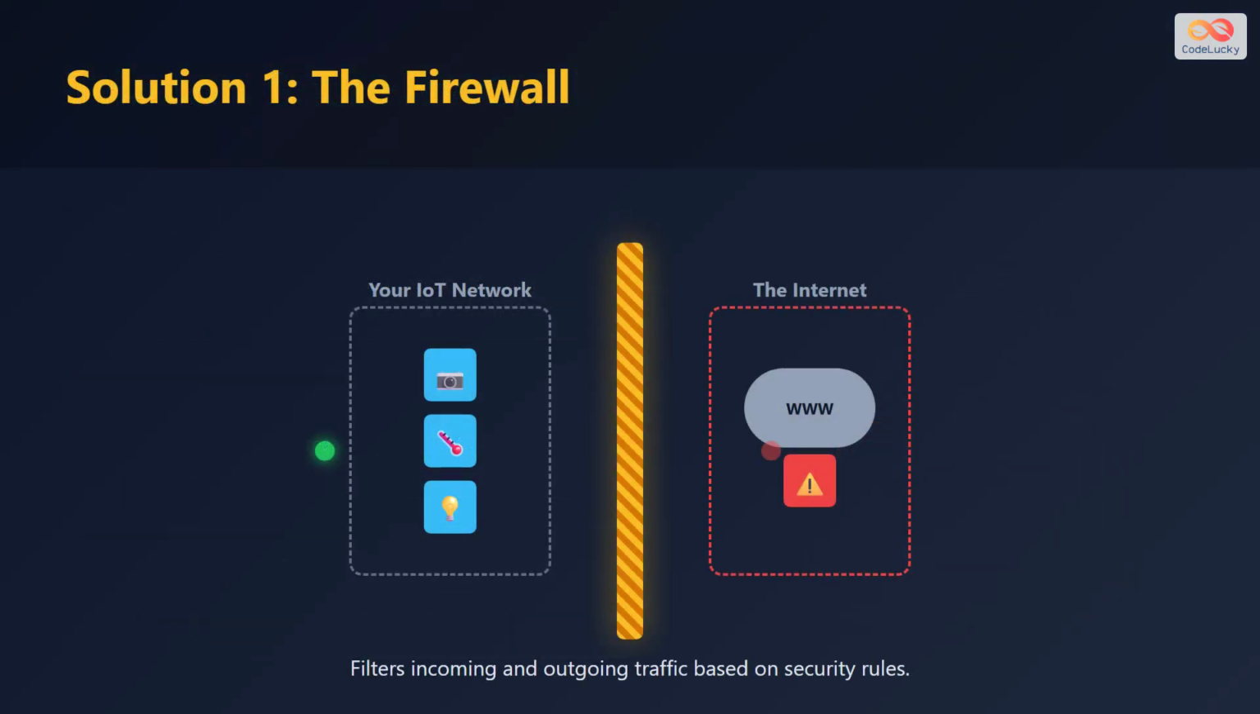The first line of defense is the firewall. Think of a firewall as a digital gatekeeper that stands between your devices and the wild internet. It inspects every packet of data trying to enter or leave your network. If the data meets specific security rules, it's allowed through. If not, it gets blocked instantly.